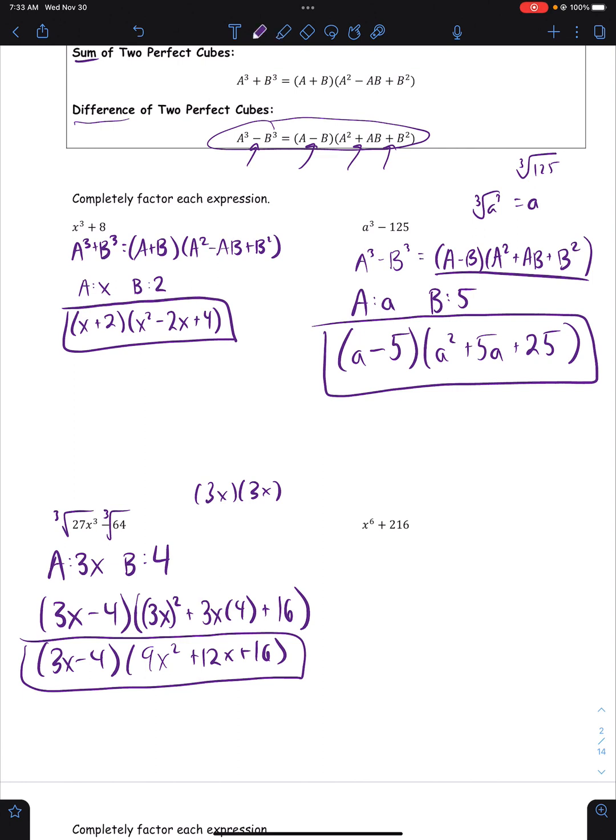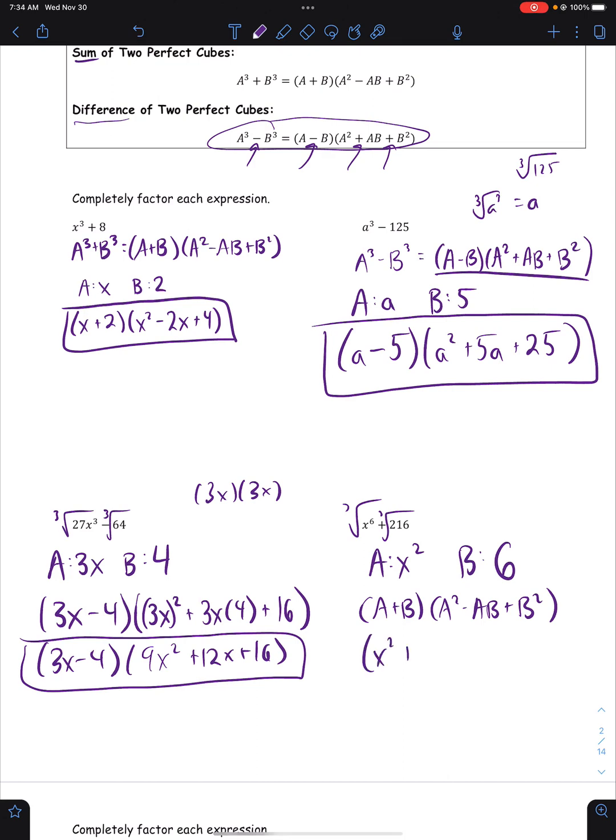And last one for A, well, the cube root of x to the 6th and the cube root of 216. So A would be x squared and B would be 6. So if you want to write out the equation again, A squared minus A times B plus B squared. That's what we're going to be using. So I can plug in for A, I can plug in for B. So A is x squared, B is 6.